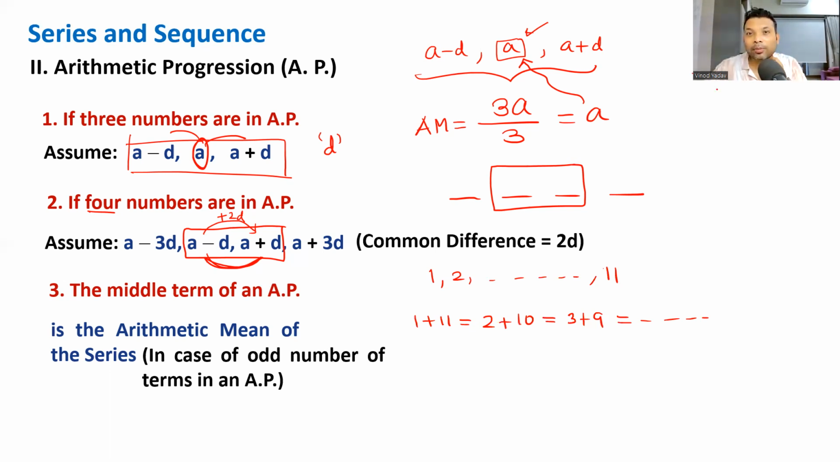This divided by 2 will be nothing but the average, and this average will be the average of the entire AP. This average into number of terms is the sum of all the terms. That is how the Sn formula was derived. Understood? Such a unique feature of AP.